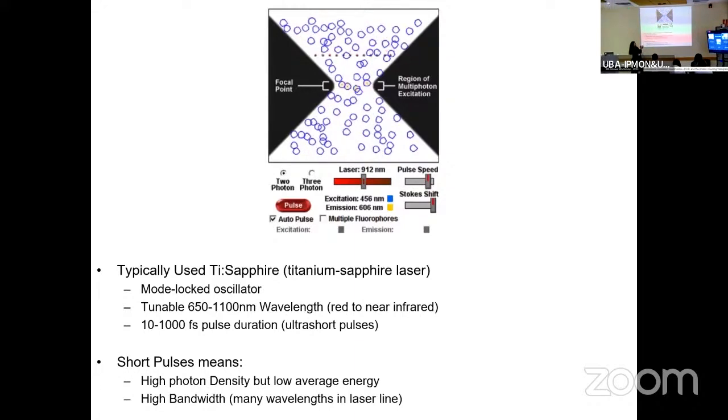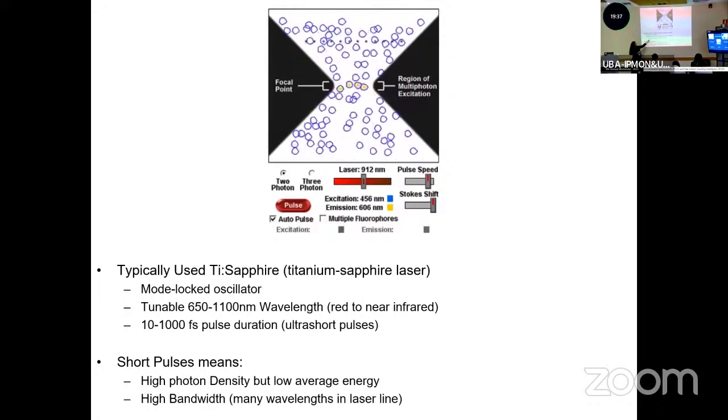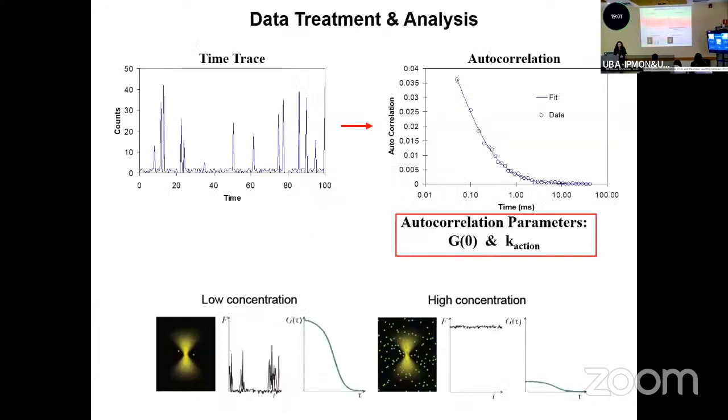The pulse duration is 10 to 1,000 femtoseconds, ultra short pulses, but at a given 80 megahertz repetition rate. So short pulses means that you have high photon density, but low average energy. And we have high bandwidth, which means that we can tune the laser at any wavelength that we want. We're going to have a high probability of exciting those molecules. So this is just an applet. I'll give you these slides so you can play with the applet and change the laser wavelength, using 1 photon and 2 photon excitation.